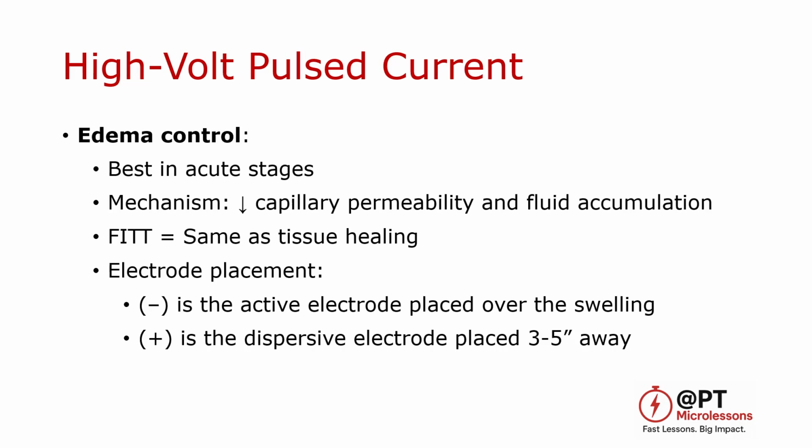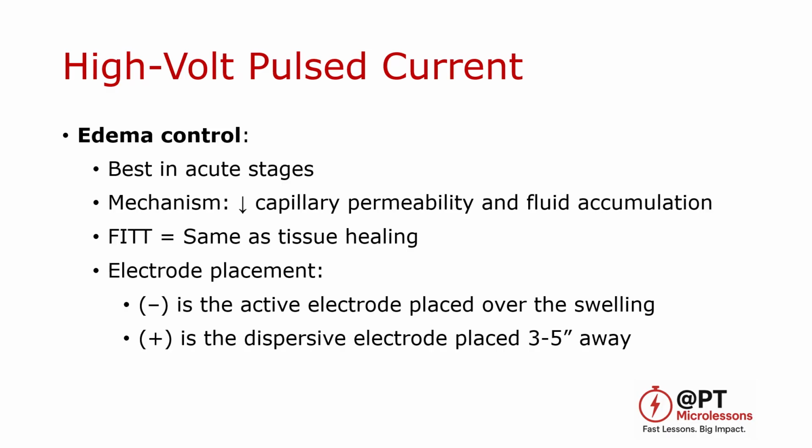High volt pulse current is most effective in the acute stages. The goal is to reduce capillary permeability and limit fluid accumulation. The parameters are the same as those used for tissue healing, sensory level only. For electrode placement, the negative electrode, which is the active electrode, is placed directly over the area of swelling. The positive electrode, which is the dispersive electrode, is placed nearby, at least 3 to 5 inches away.